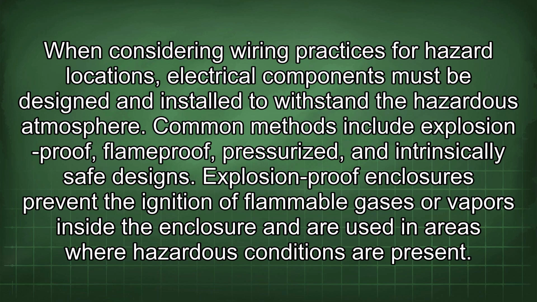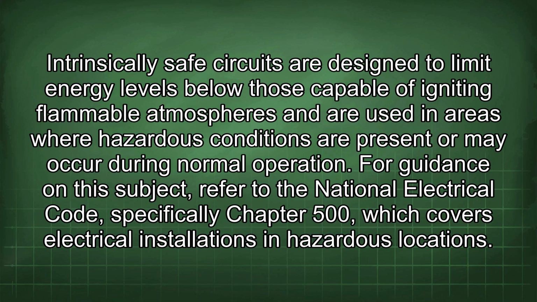When considering wiring practices for hazard locations, electrical components must be designed and installed to withstand the hazardous atmosphere. Common methods include explosion-proof, flame-proof, pressurized, and intrinsically safe designs. Explosion-proof enclosures prevent the ignition of flammable gases or vapors inside the enclosure and are used in areas where hazardous conditions are present. Intrinsically safe circuits are designed to limit energy levels below those capable of igniting flammable atmospheres and are used in areas where hazardous conditions are present or may occur during normal operation.